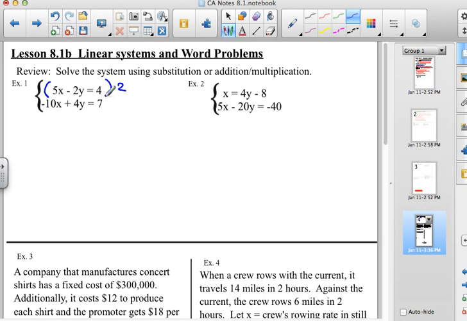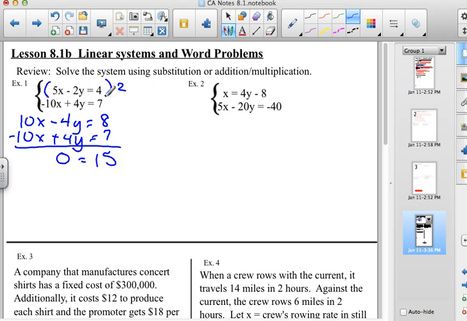All right, so multiplying by 2, we get 10x minus 4y equals 8, combining with our second equation. Our intent was to get the x's to drop out, but you'll notice that in this case, both the x's and the y's drop out. So we have nothing left on the left side, and on the right side, we're supposed to have a 15. And since 0 does not equal 15, we say there is no solution to that system.